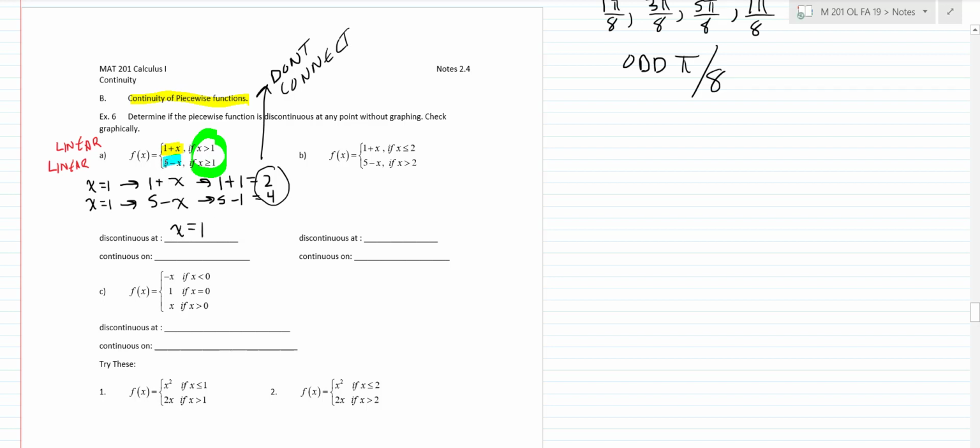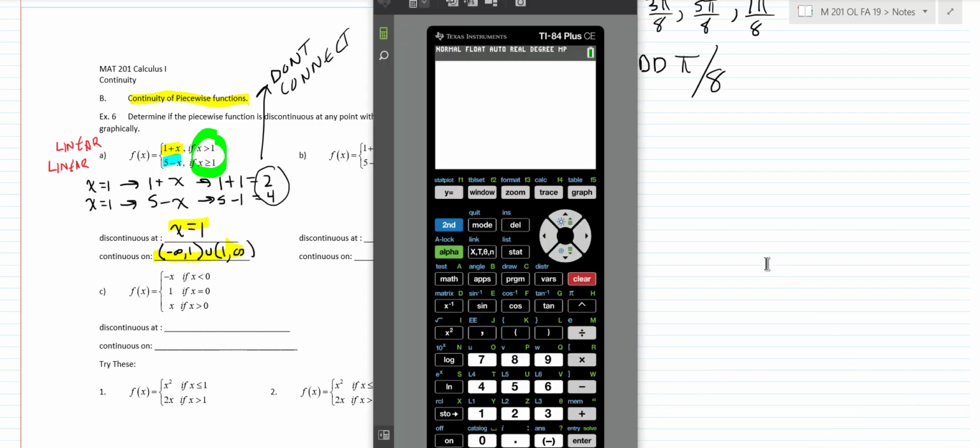Since these are linear functions, it has to be continuous everywhere else. No breaks on lines. So we would just say negative infinity to 1, using a parenthesis because you're discontinuous at 1, and then union 1 to infinity. Notice what I'm trying to do is do this as independently of graphing as I possibly can. Now, I'm going to use a graphing calculator in just a second, because I want to show you how you could verify this, and it's good to do this at least on a couple of problems.